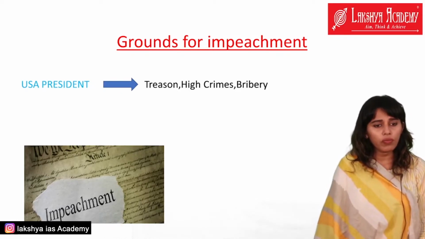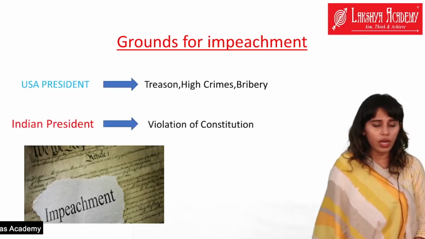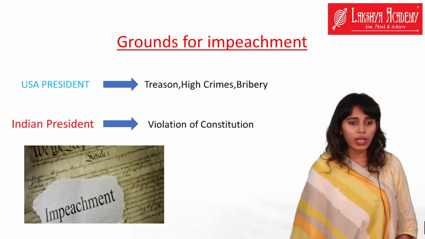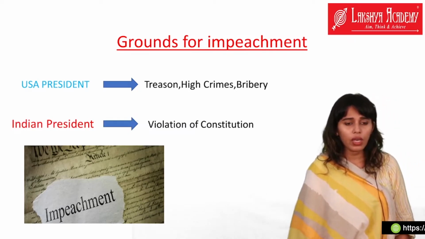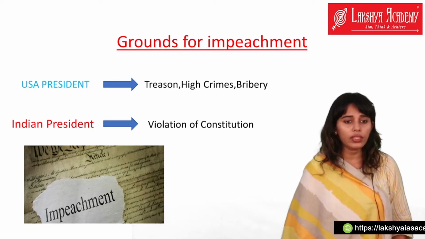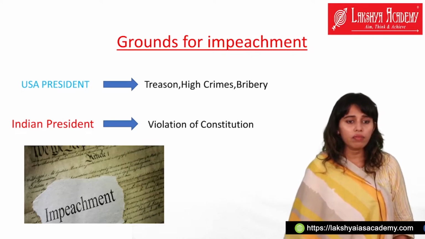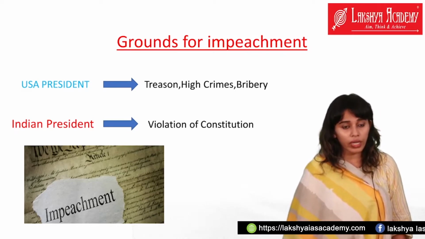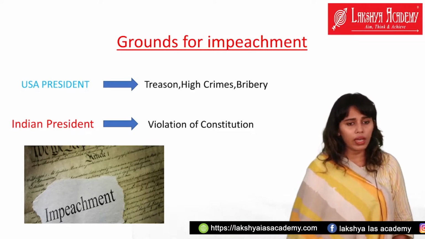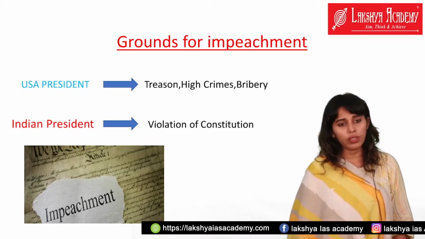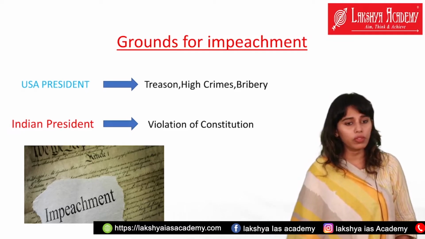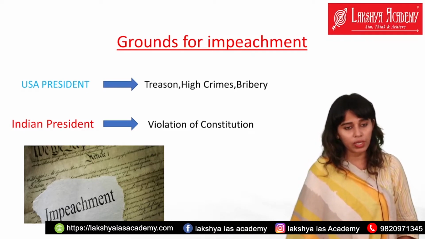Now, to remove the US President, these grounds are high crimes, bribery, and treason. Treason means going against the national interest, high crimes of a criminal or civil nature, and bribery, as you all know, is corruption. A person in that important post is definitely not expected to be corrupt in any sense.